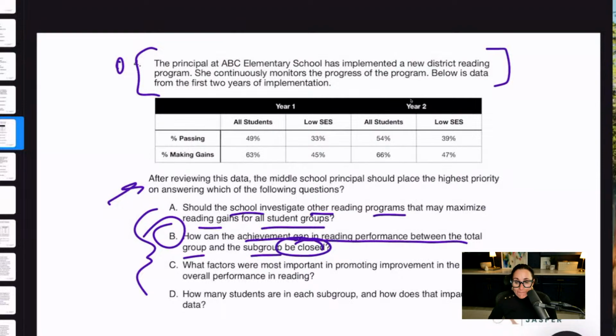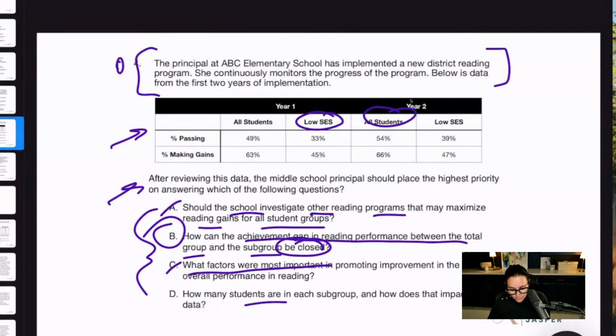Let's look at C. What factors were most important in promoting improvement in the school's overall performance in reading? Okay, what factors were most important? How am I going to figure that out from this? I need to get some more data because this is all just making gains in passing. This isn't just school grade data, but we've got some subgroups. But we need to disaggregate a little bit lower to get that. So C is out, A is out.